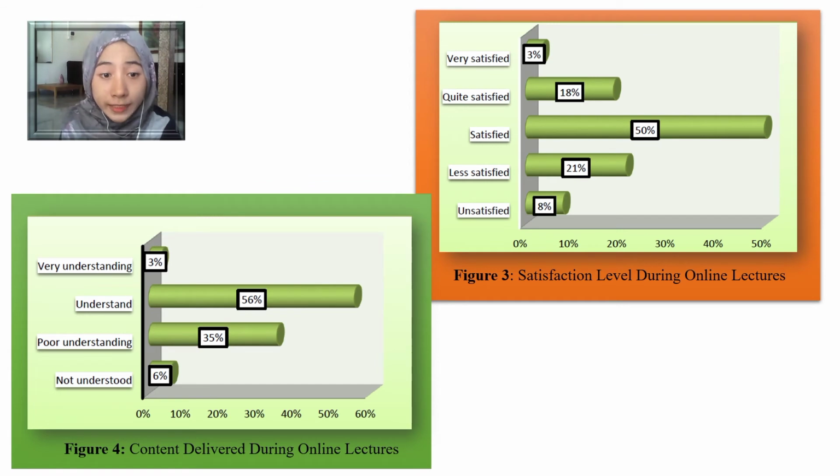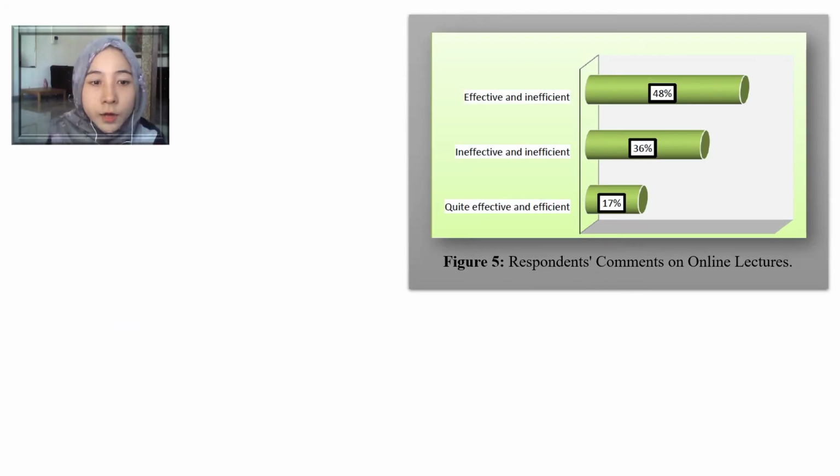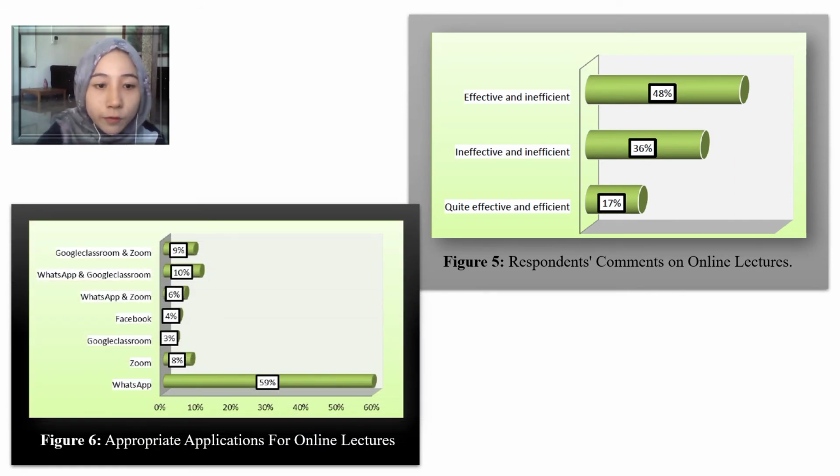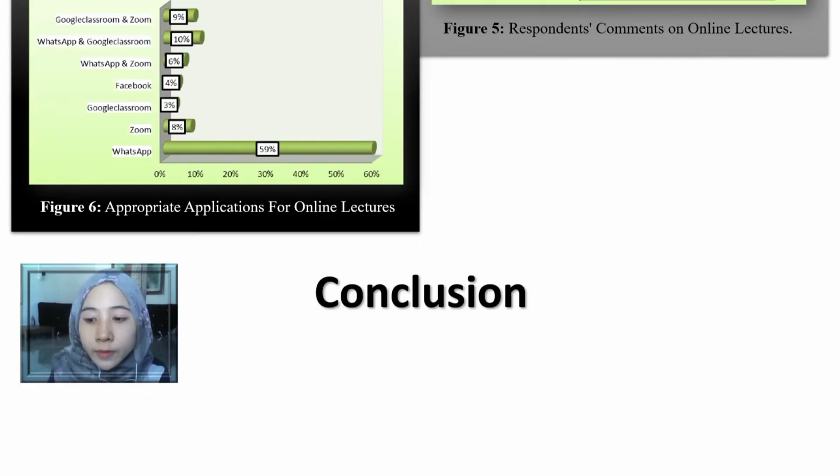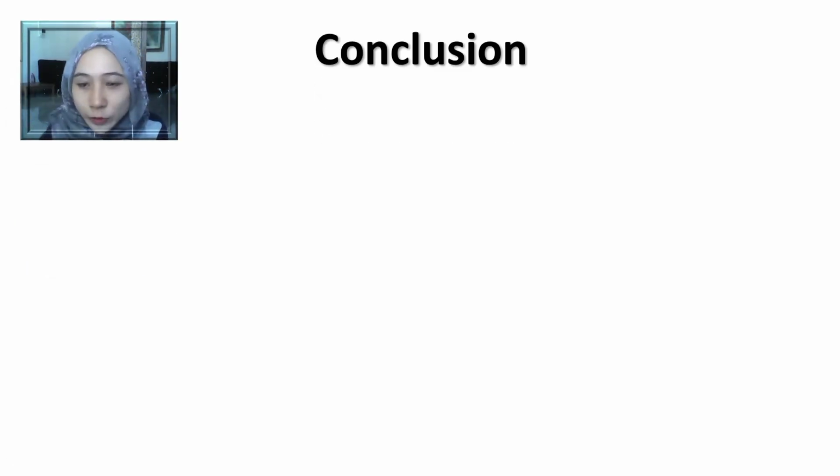And Figure 4 indicates the level of comprehension of each material provided during virtual learning. 56% indicate they comprehended the content supplied. Figure 5 shows almost half of respondents comment effective and inefficient learning during this pandemic. And Figure 6 shows most of the students said they use WhatsApp as an appropriate online program for use during online learning. And next is conclusion.